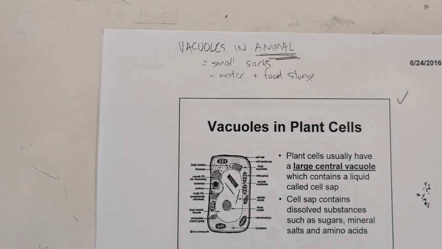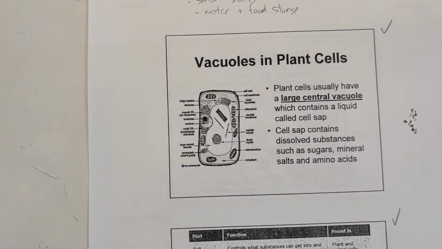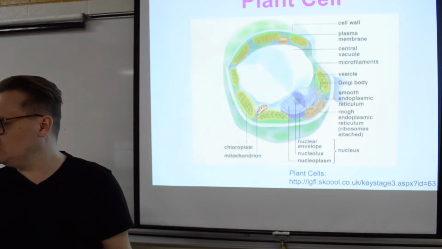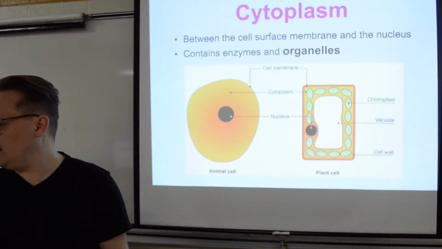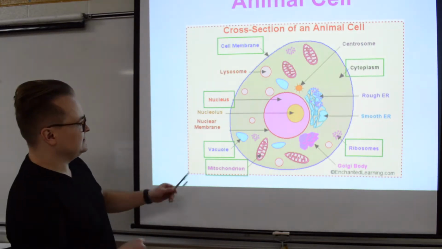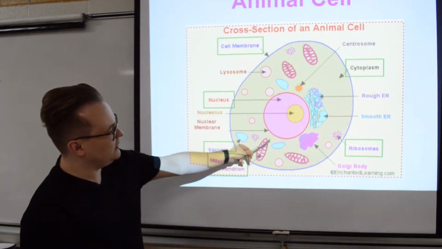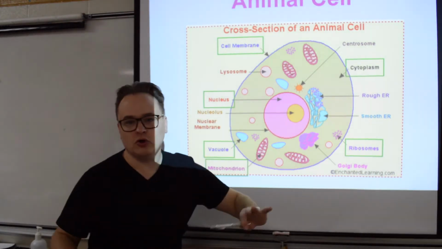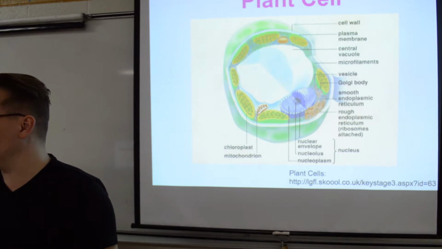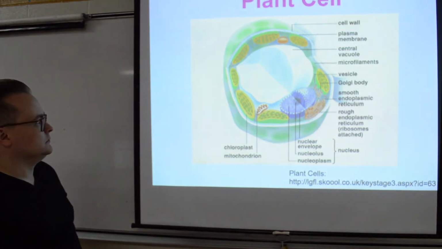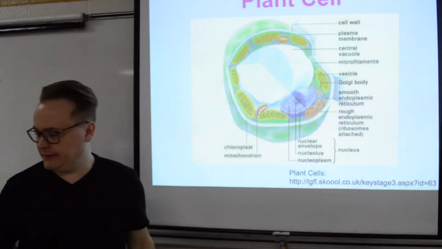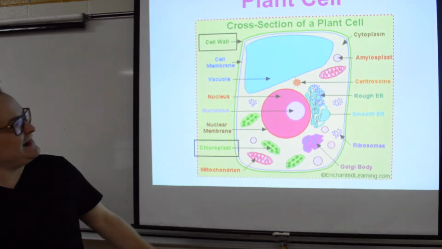Now, this is the next slide coming up. Here's a picture of a plant cell. There's a couple. So look at this. If we go back to the picture of an animal cell, look at that vacuole. It's just a little vacuole, little vacuole, little vacuole. No problem, right? When we look at a plant cell, whoa! Look at this. That's a big vacuole. Even in this diagram, that's a big vacuole.